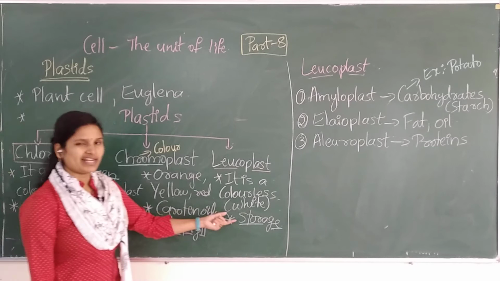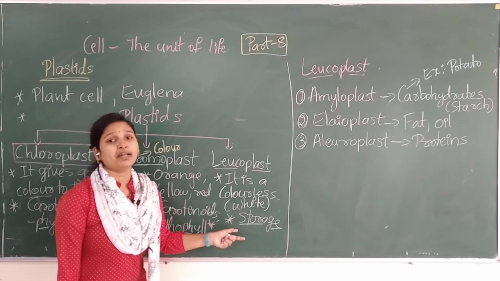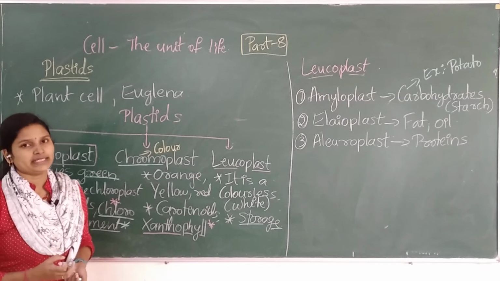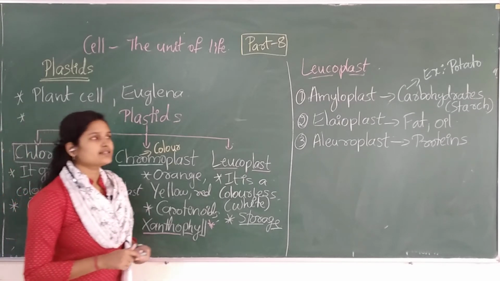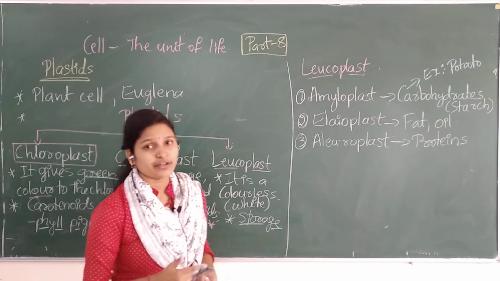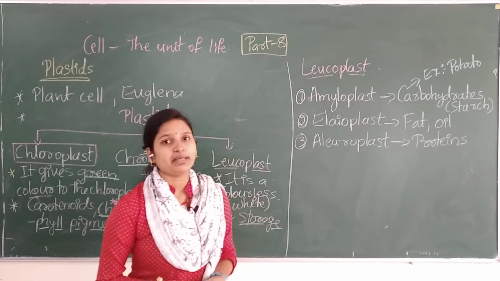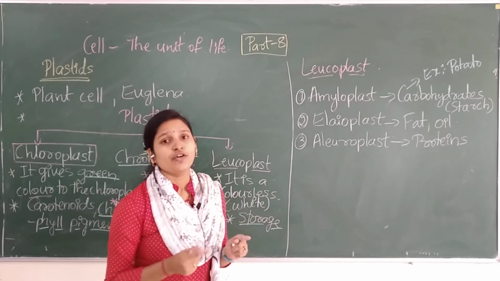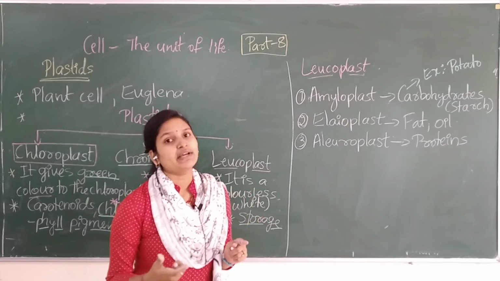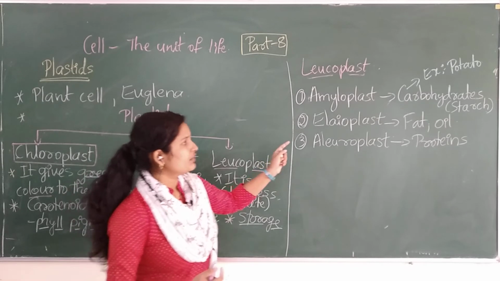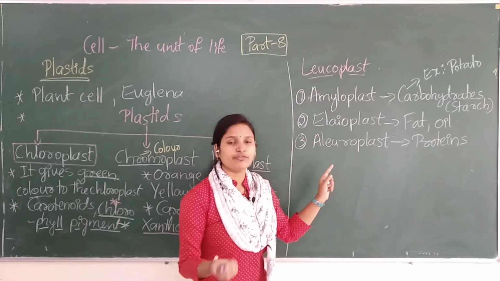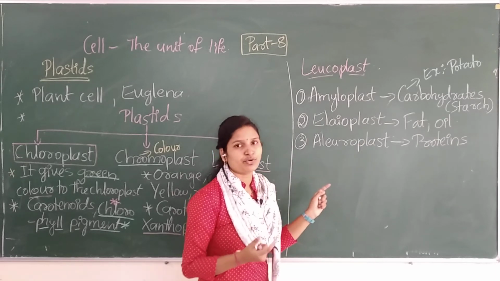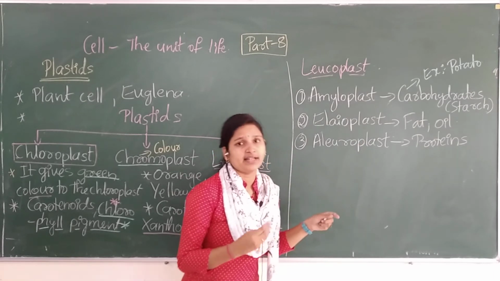These are white in color, and the main purpose of leucoplast is to store food material. It may be in the form of starch, or protein, or fat and oil, which are essential for the growth of an organism. We all consume these in the form of vegetables. In vegetables, all these carbohydrates, proteins, everything will be enriched.